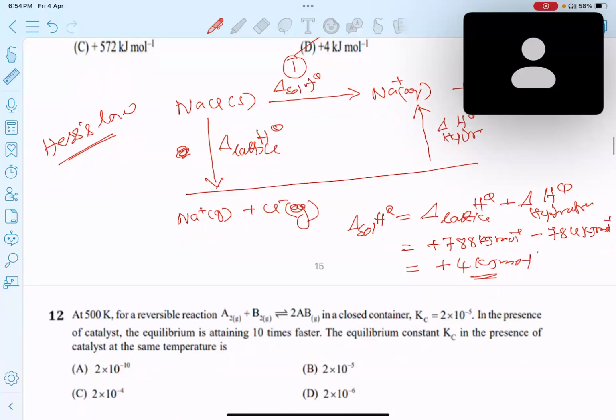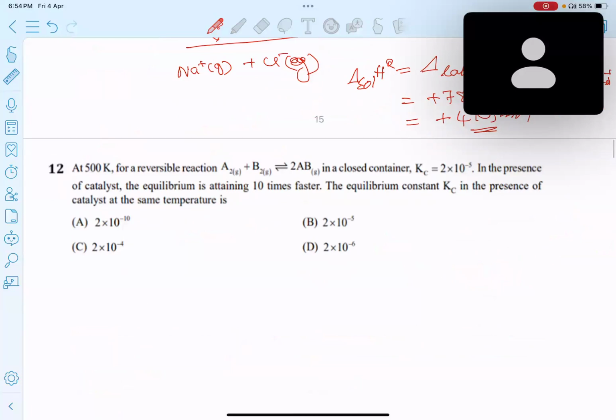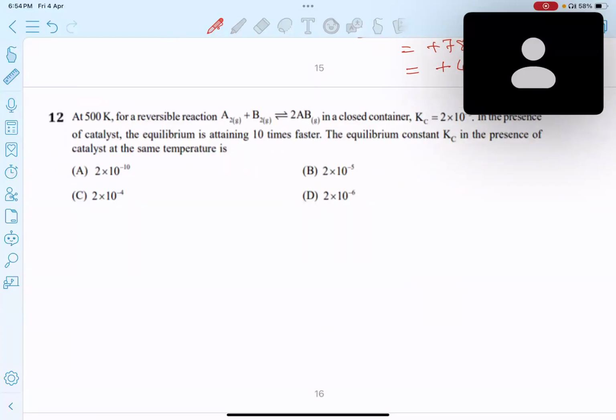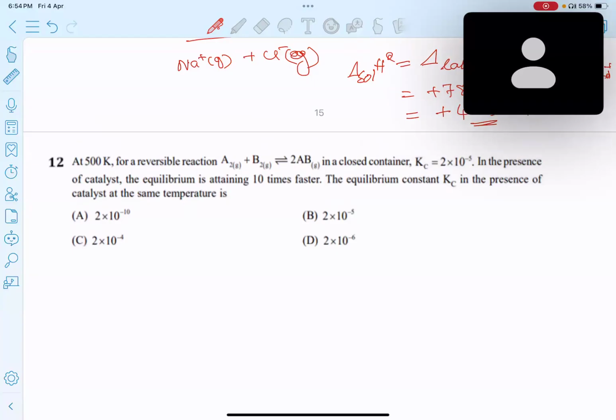Now let us go to the next question, question number 12. At 500 Kelvin, for a reversible reaction, A2 plus B2 giving 2AB in a closed container, the equilibrium constant is given, that is Kc is equal to 2 into 10 to the power minus 5. In the presence of a catalyst, the equilibrium is attained 10 times faster. The equilibrium constant Kc in the presence of the catalyst at the same temperature is asked. The important phrase is at the same temperature.